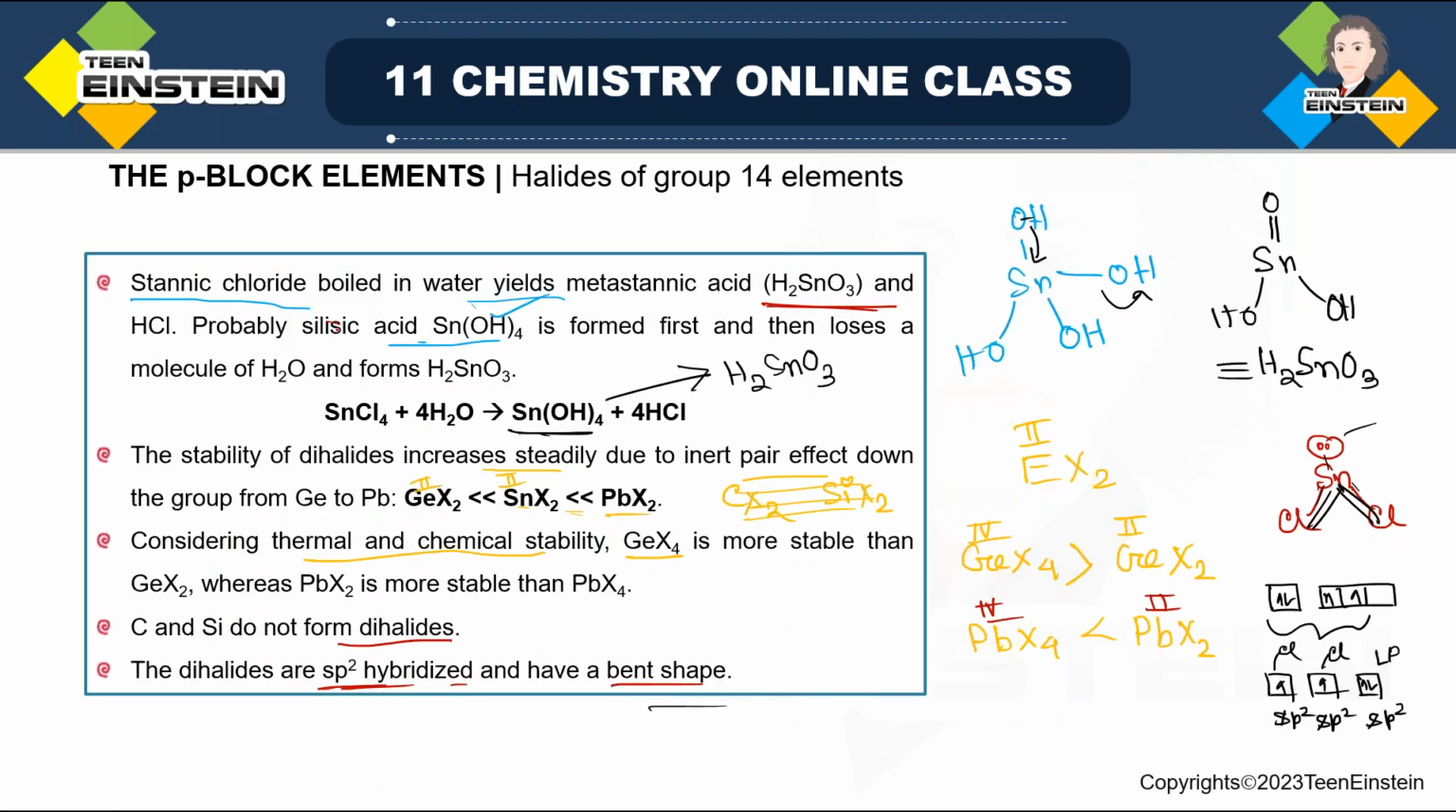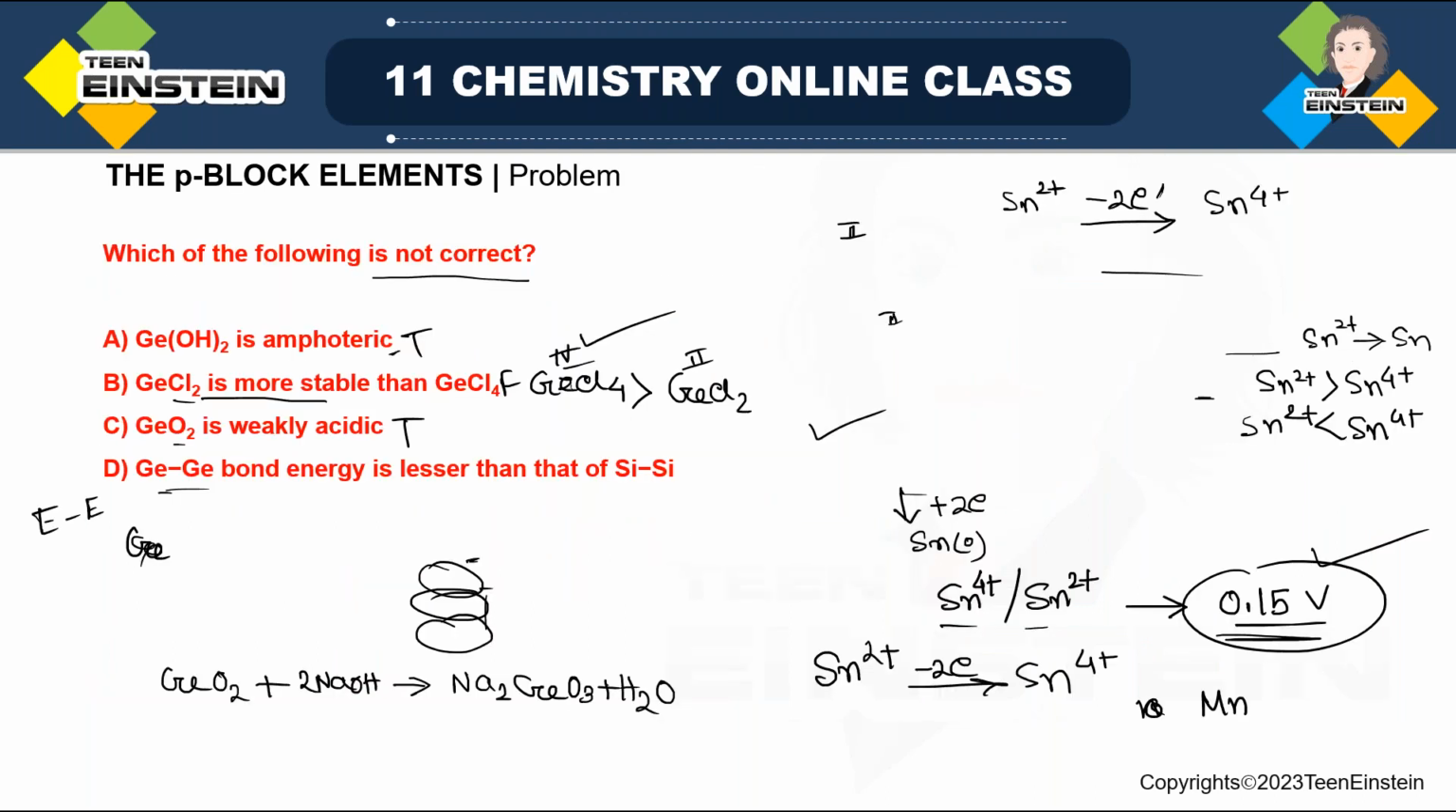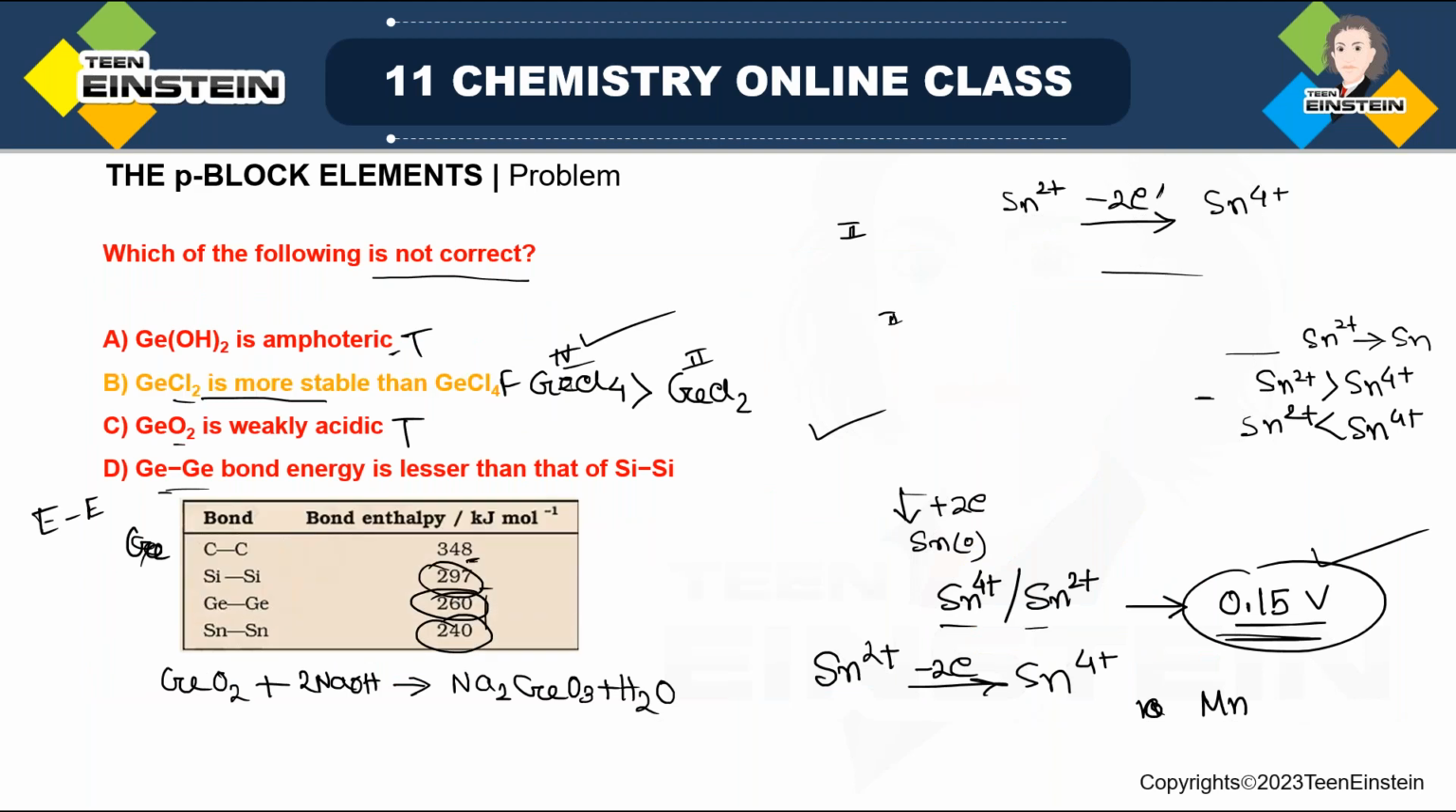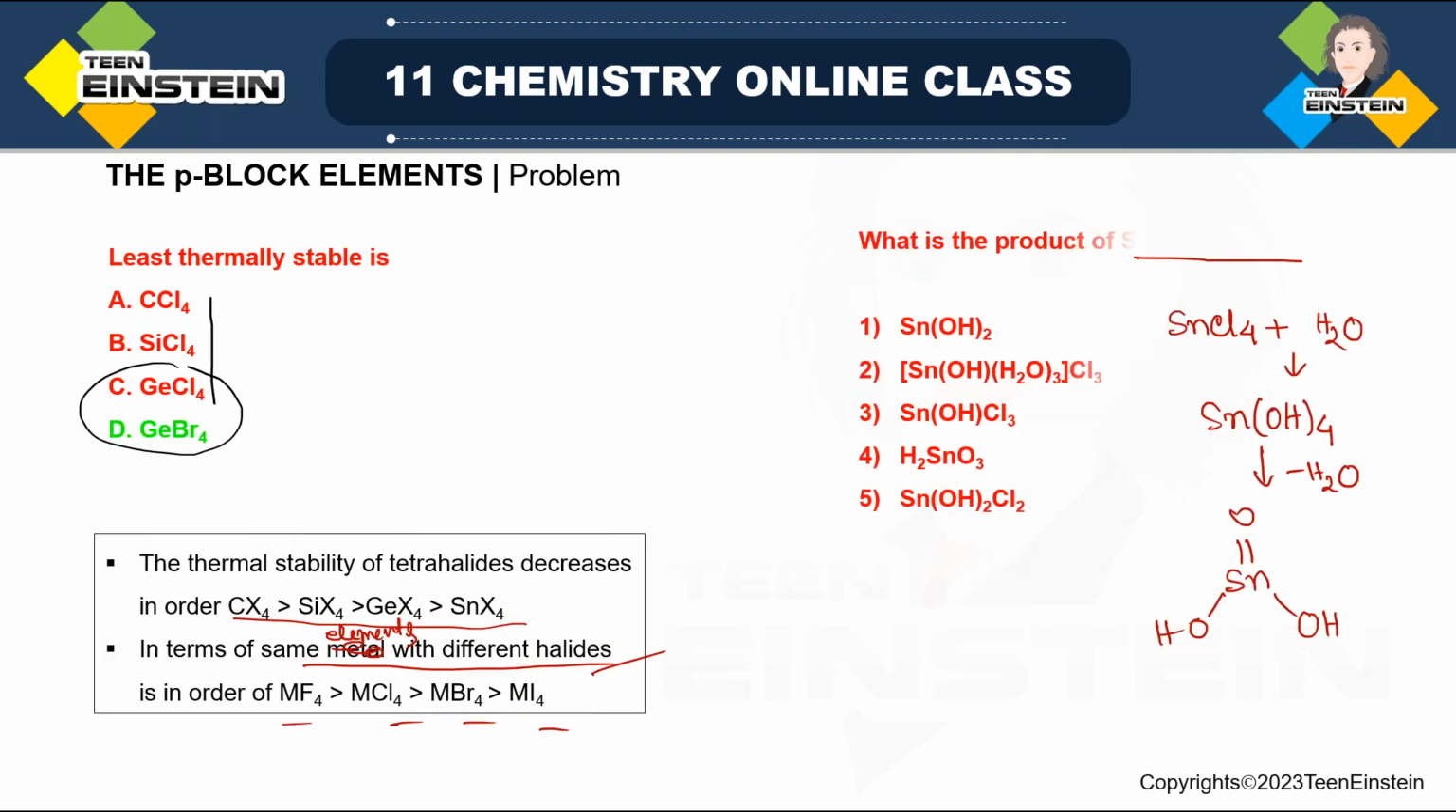Sorry, it is not. It is Sn(OH)4, okay? Silicic acid is Si(OH)4, not Sn(OH)4. So in this case, what we are seeing, from this Sn(OH)4 molecule, you are removing 1 water molecule, then there is formation of H2SnO3. There are total 4 options, and this will be the correct option. H2SnO3. Okay.